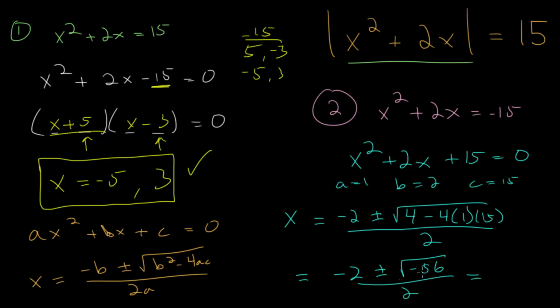And the square root of a negative number is an imaginary number. We can manipulate this and essentially pull out the i, so that we get i times root 56 over 2, but this is a complex number.